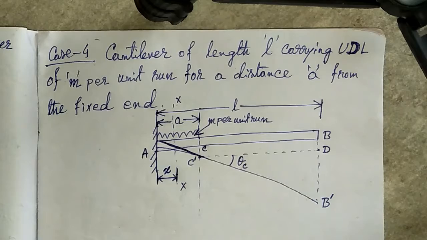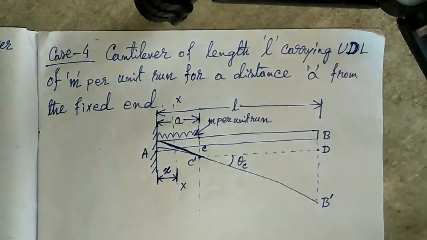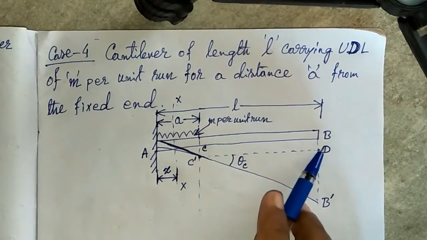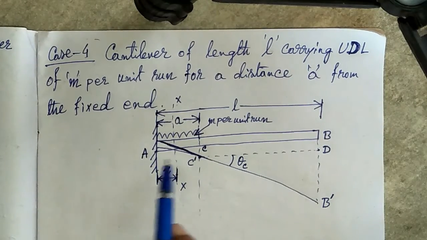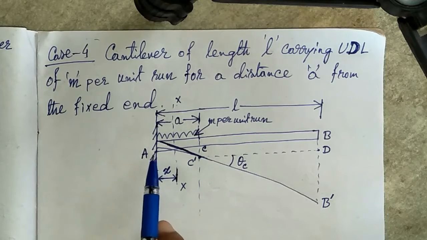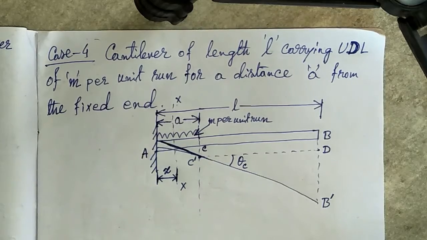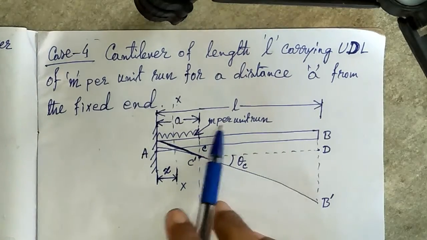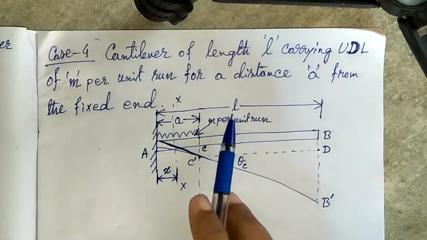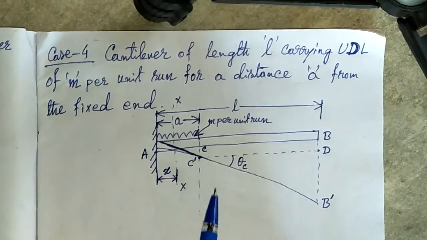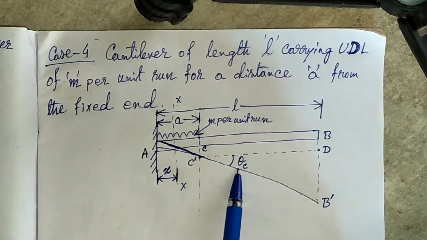So case 4 is a cantilever of length L carrying UDL of M per unit run for a distance A from the fixed end. As you can see, this is a cantilever beam AB, and the UDL is situated on the cantilever beam from point A to point C, at a distance small a. The UDL is M per unit run, the total length of the cantilever is L, and the slope at point C is theta C.